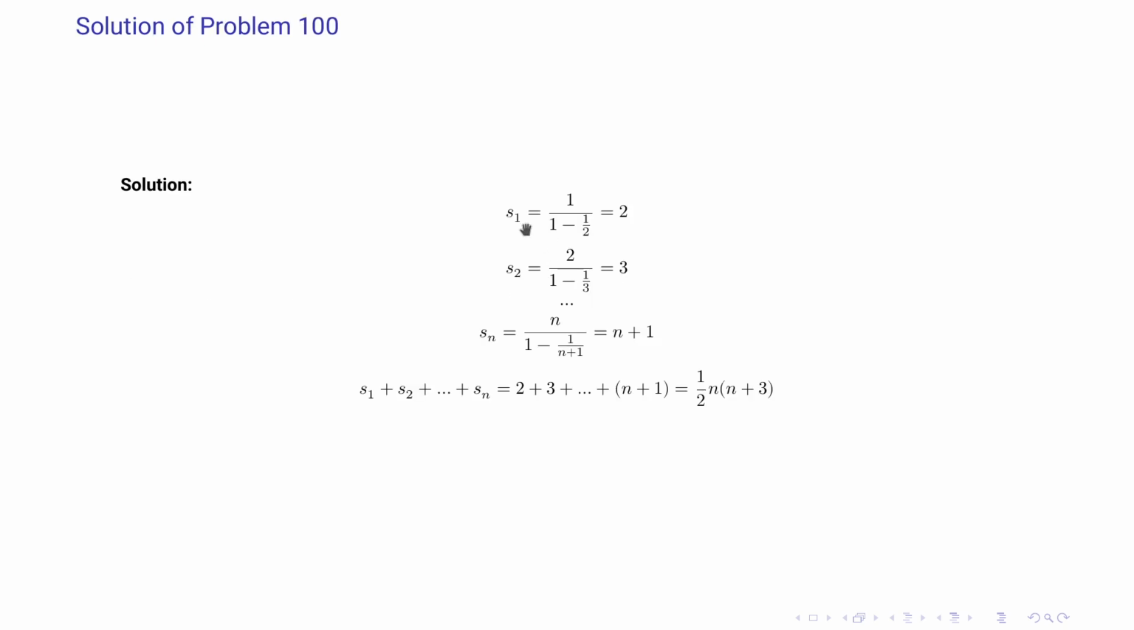In this case, S1 would be 1 by 1 minus half because the first term is 1 and the common ratio is half, which is 2. S2 would become 3 because the first term is 2 and the common ratio is 1 by 3. We follow this, we find Sn is equal to n plus 1. So we have 2 plus 3 up to n plus 1 as the sum of S1 plus S2 plus up to Sn. And then we apply the formula from arithmetic progression. We obtain the desired result as 1 by 2 into n into n plus 3.